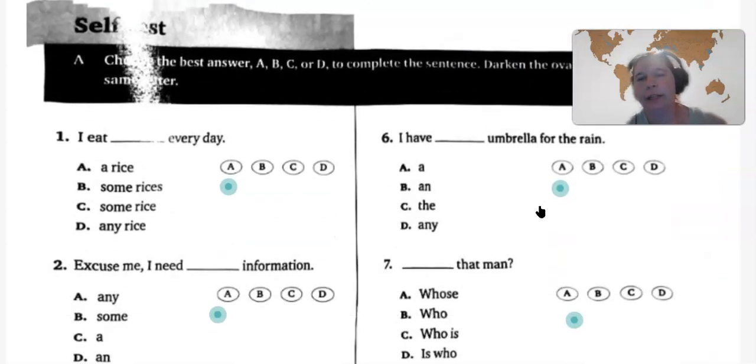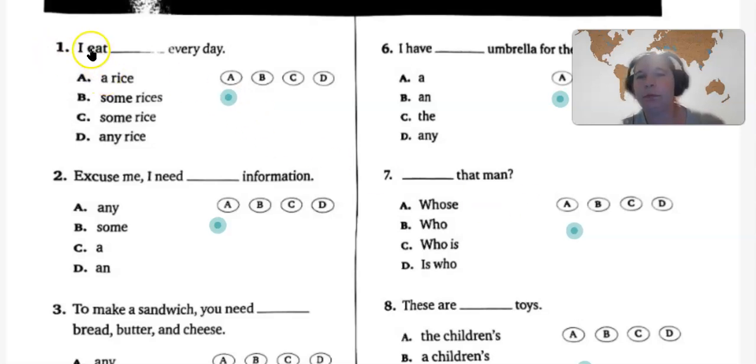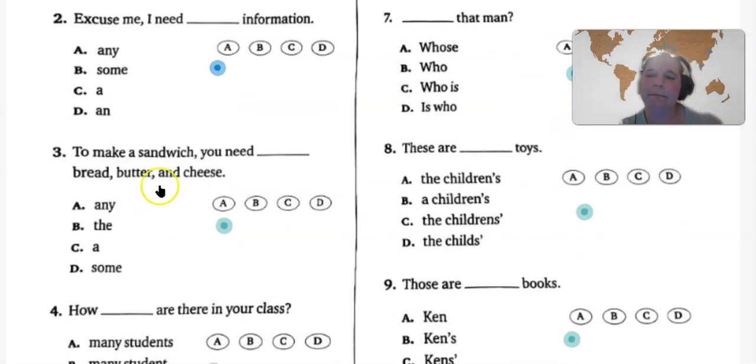And here's a quiz. I eat some rice. Letter C. Excuse me, I need some information. To make a sandwich, you need some bread, butter, and cheese.